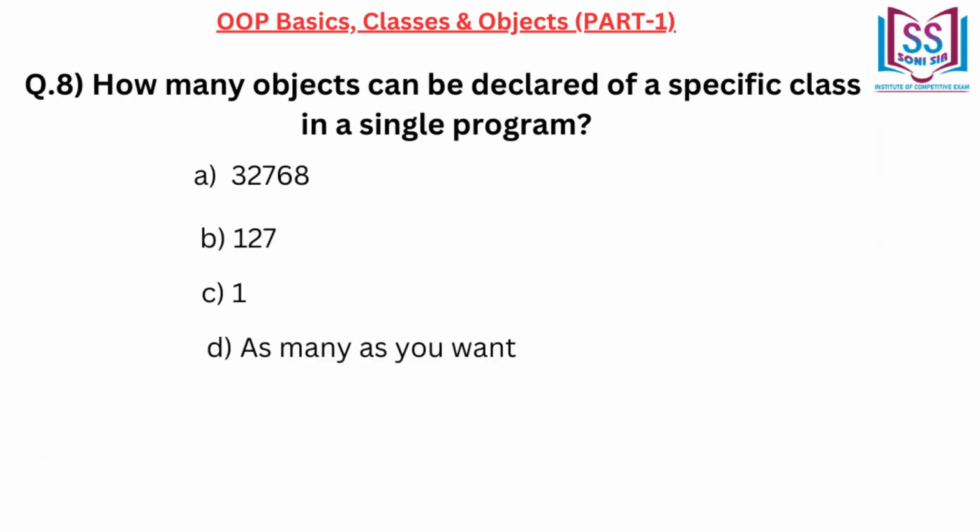How many objects can be declared of a specific class in a single program? A. 32,768. B. 127. C. 1. D. As many as you want. Correct answer, D. You can create as many objects of a specific class as you want, provided enough memory is available.